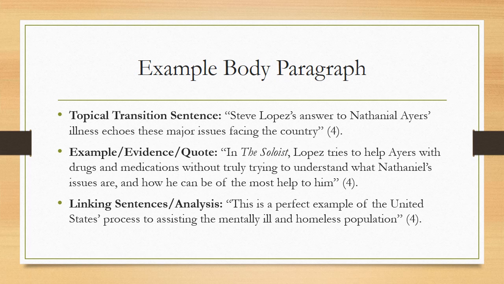This guy is trying to get medications that will help alleviate the symptoms Ayers is experiencing, but he isn't getting to know Ayers. He isn't trying to understand him as a person, and that's the lesson Lopez has to learn in the movie. The student's saying, that's the lesson we as a country have to learn as we try to help homeless people. So, really a brief but good analysis here to show how the example proves the argument from the topic sentence, and the connection to the thesis is really clear. You want to make that clear as well. I think you can see how it's clear here.